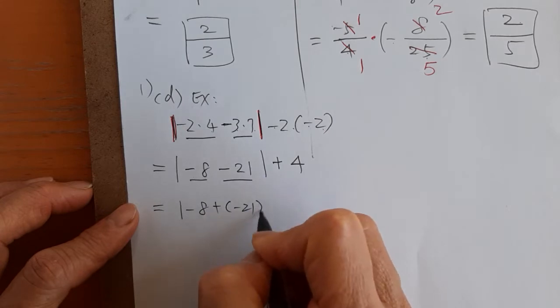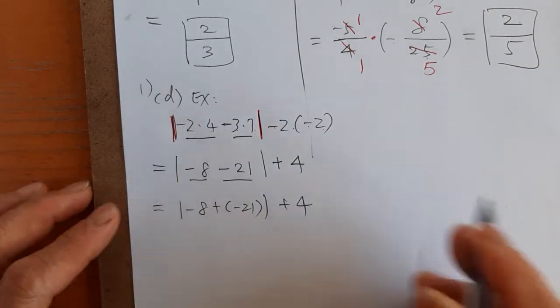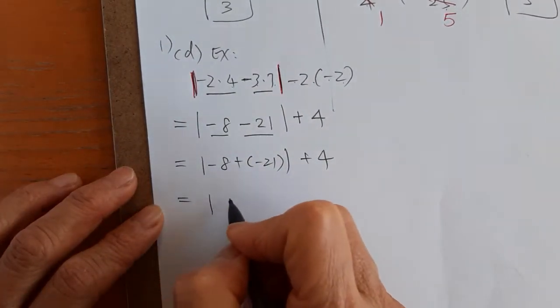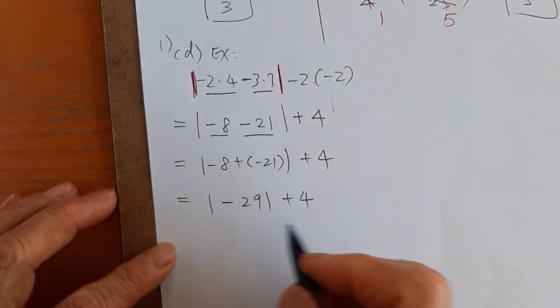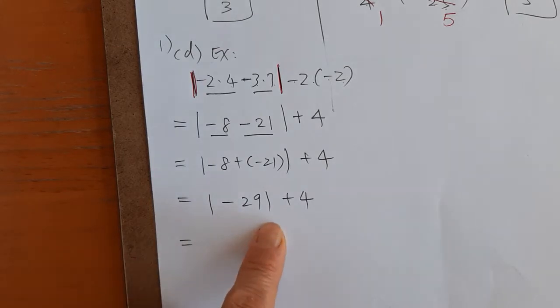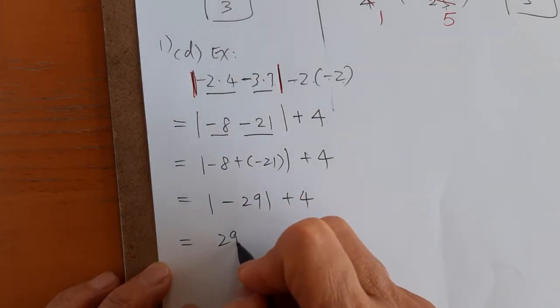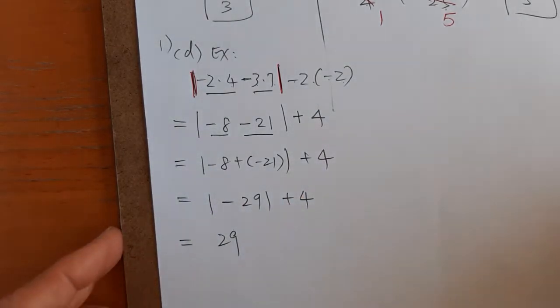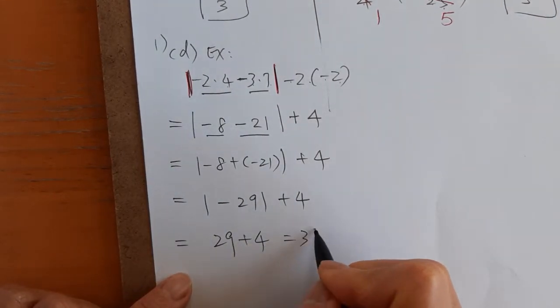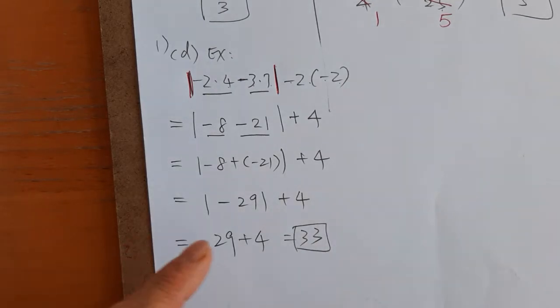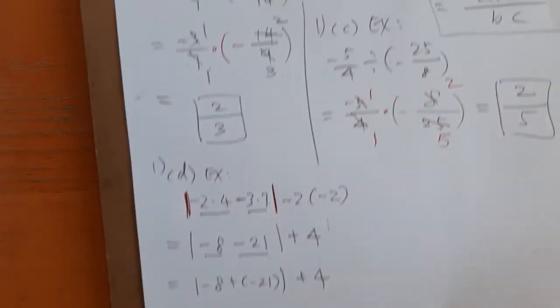Add negative 21. Absolute value plus 4. Add together, it's absolute value negative 29 plus 4. Then negative 29, take absolute value, become positive. Absolute value. Then add 4. And you got 33. Absolute value, if a negative number, take absolute value, become positive. A positive number, still positive. Negative number, take absolute value, become positive.